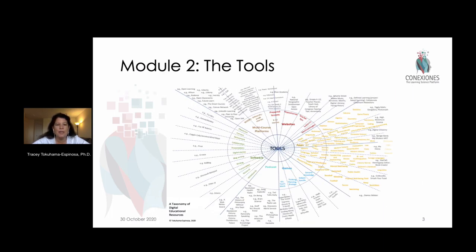In Module 2, we'll be looking at this variety of tools and talking about their pros and cons. You know, what are the benefits of using some of these and the drawbacks that might also exist, and how you can go about choosing the right balance of these different tools for your particular class.